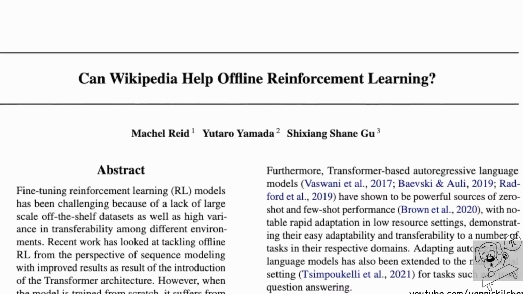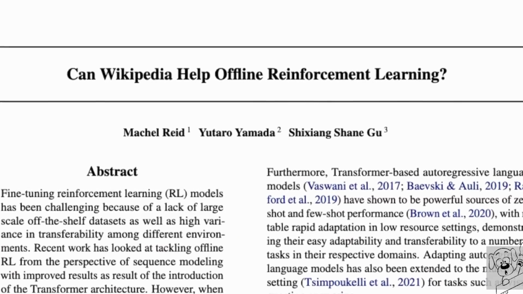Can Wikipedia help offline reinforcement learning? This is the title of the paper that we're going to look at today. This paper is borderline preposterous in the results that it presents. Language model pre-training helps reinforcement learning, which is crazy.